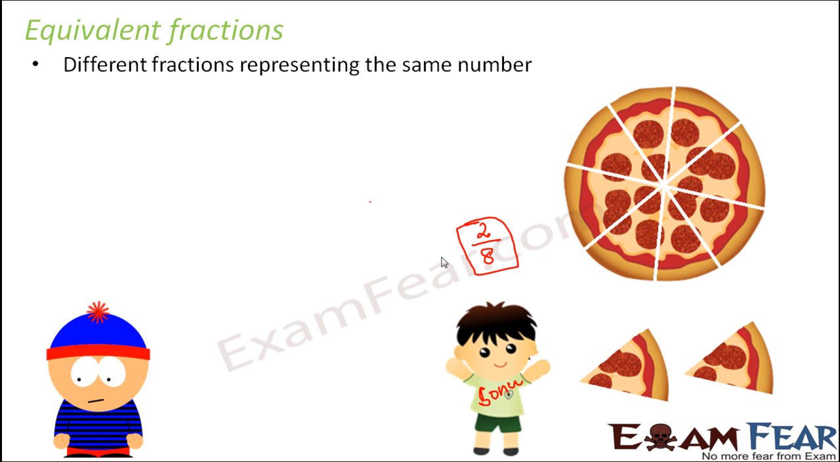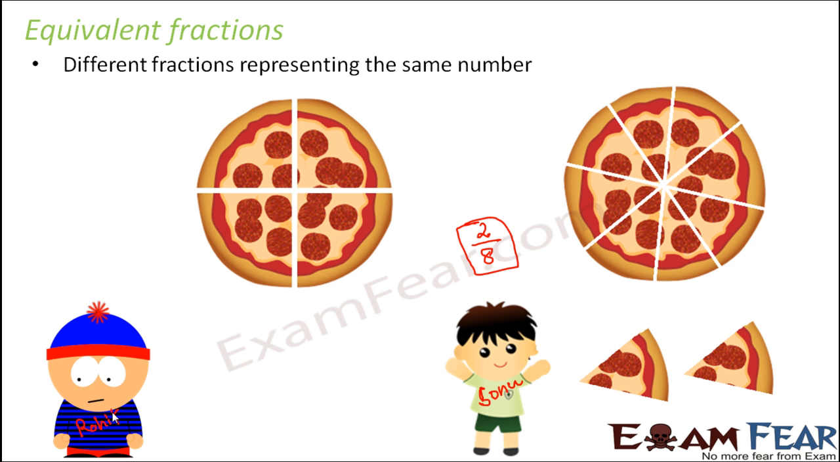Now let's say there is another friend of Sonu, maybe Rohit. And Rohit is also hungry and he also has a pizza, but he divides the pizza into 4 equal slices. And then he ate one slice out of these 4 slices. So what fraction of pizza did Rohit eat? He ate 1/4 of the pizza.